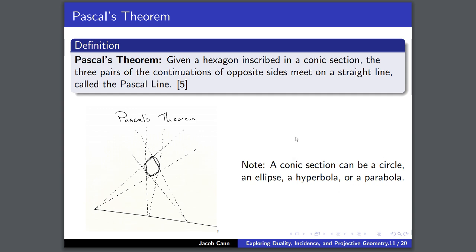It's what happens when you take an ice cream cone and you take a sheet of paper and you slice it, and no matter how you angle that piece of paper to slice it through, the edge of that conic section would come out as a circle, an ellipse, a hyperbola, or a parabola. So you can see that the hexagon is within the circle, that the points chosen on it, you continue them, and then you get your line.